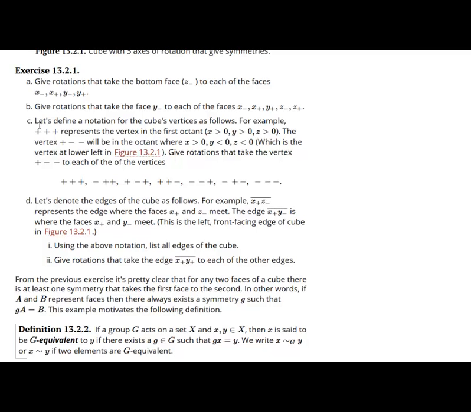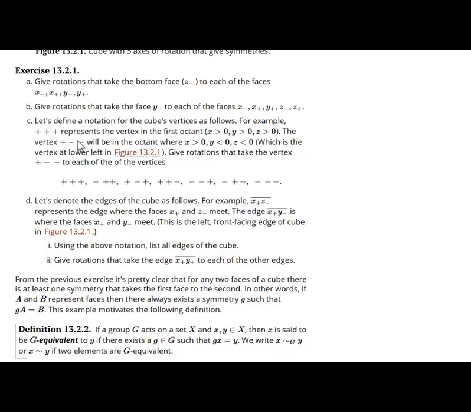Right? Now here we introduce a notation for the cube's vertices. For instance, plus plus plus represents the vertex where x is greater than 0, y is greater than 0, z is greater than 0. All right. So you should be able to figure out rotations that take plus plus plus to some other vertices.